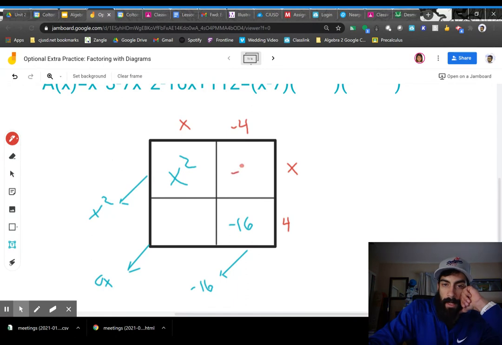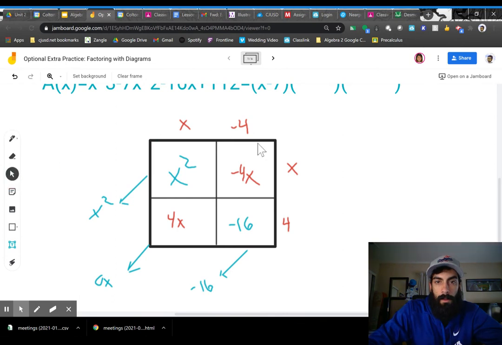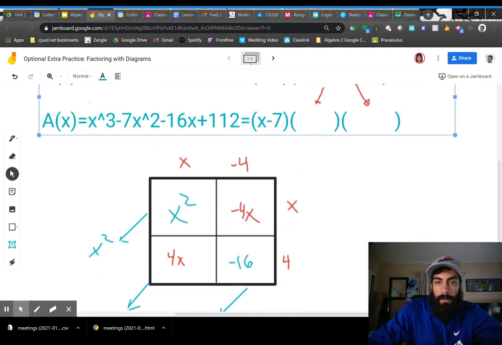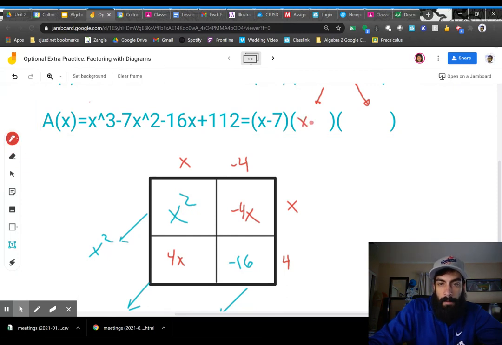Negative 4 times x is negative 4x. And x times 4 is 4x. So now we have something that works. 4x minus 4x gives us the 0x that we needed. So now we have our 2 linear factors. X minus 4. I'll handwrite them in there. X minus 4 and x plus 4.